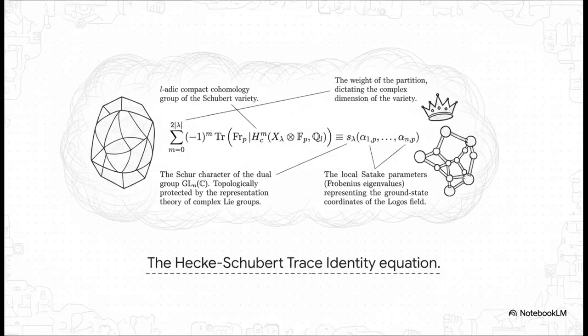Let's isolate this massive formula for a second, the Hecke-Schubert Trace Identity. Look at the equivalence. On one side, we are applying the Grothendieck-Lefschetz trace formula to the L-adic compact cohomology group. But then check out the other side. It beautifully collapses into something purely algebraic. It becomes the Schur character of a complex Lie group evaluated at local Satake parameters.